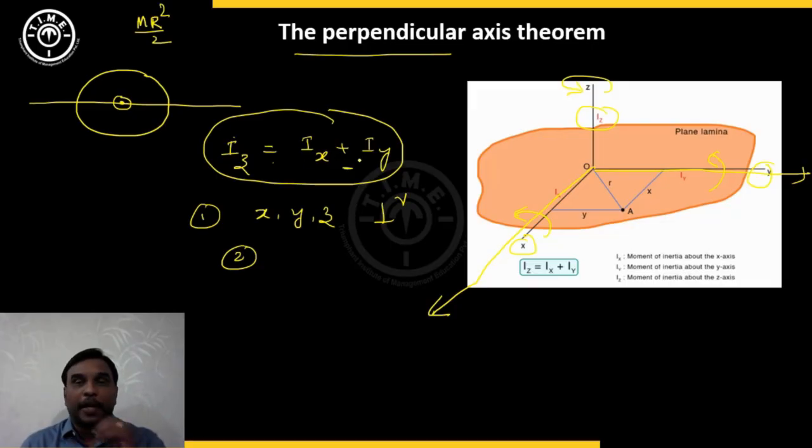X and Y are on the plane and perpendicular to each other. The z-axis is perpendicular to the plane and passes through the point of intersection of the first 2 axes. Then the moment of inertia about the z-axis, which is perpendicular, is equal to the sum of the moments of inertia of the object about the x-axis and y-axis. So come to our disk, how to calculate it.